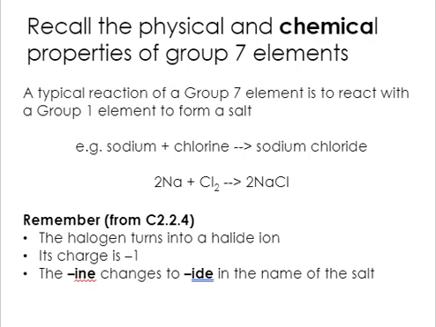If we think back to our ionic compounds work, C2.2.4, we should know that when a halogen reacts with a metal, we should know how to name the ionic compound. The element chlorine will turn into chloride because it's now a chloride ion, and that's going to have a charge of -1. So instead of being chlorine, it goes to chloride. Bromine would go to bromide, iodine would go to iodide, and fluorine would go to fluoride.